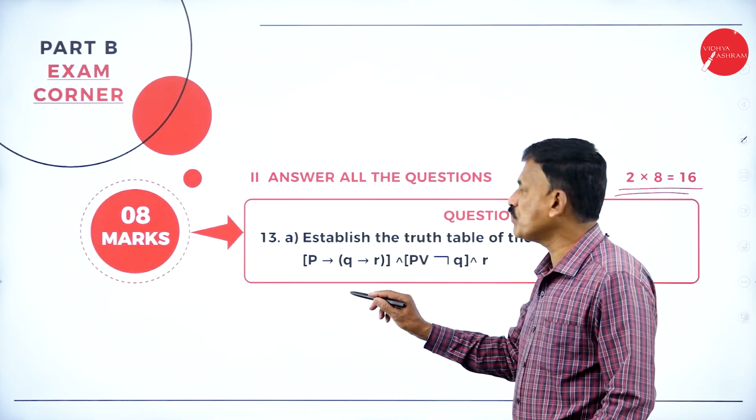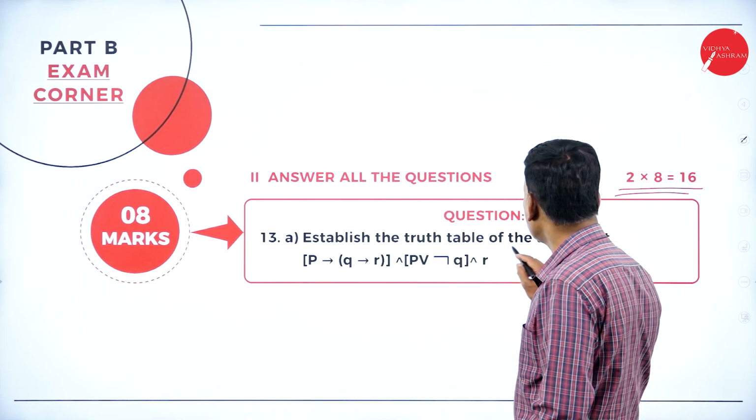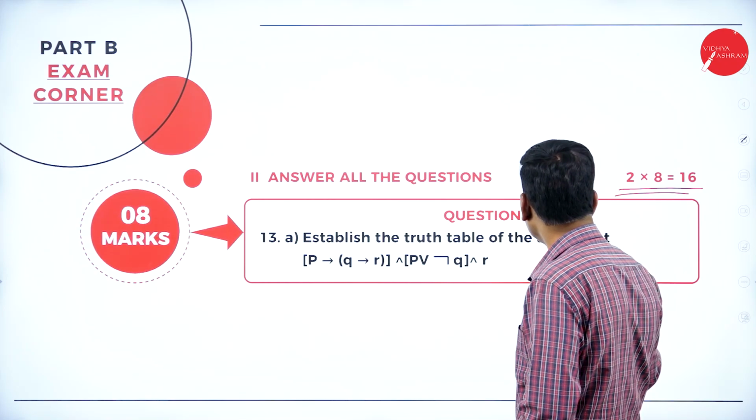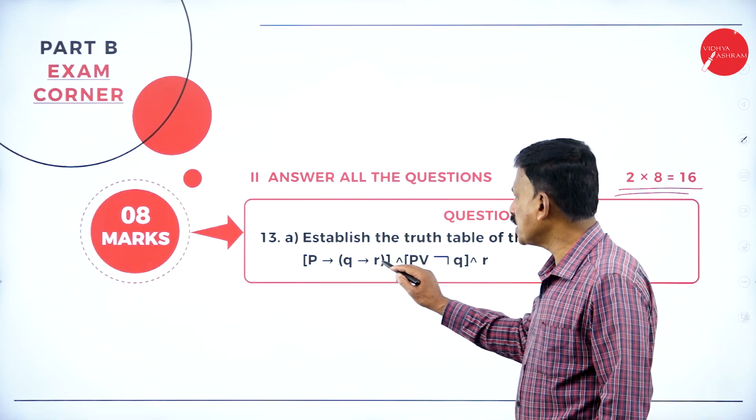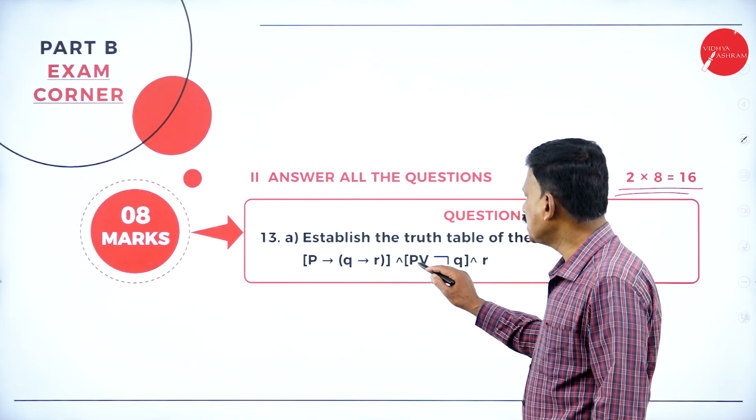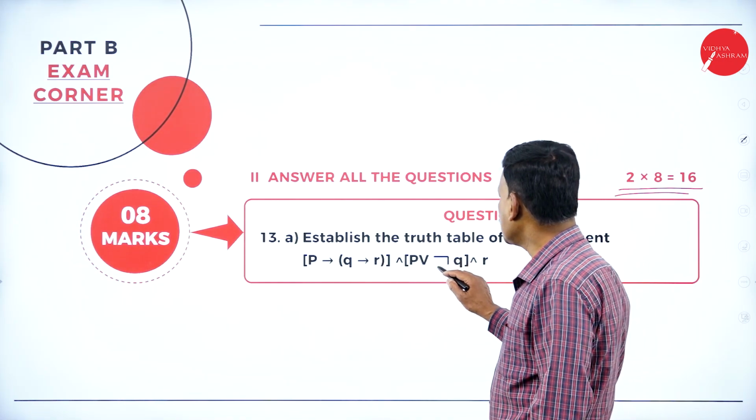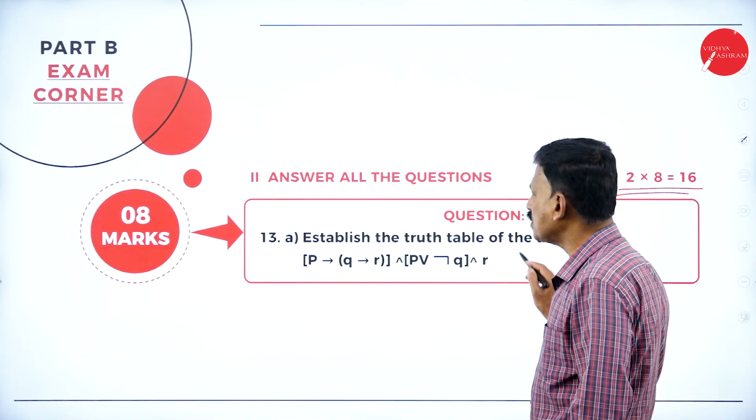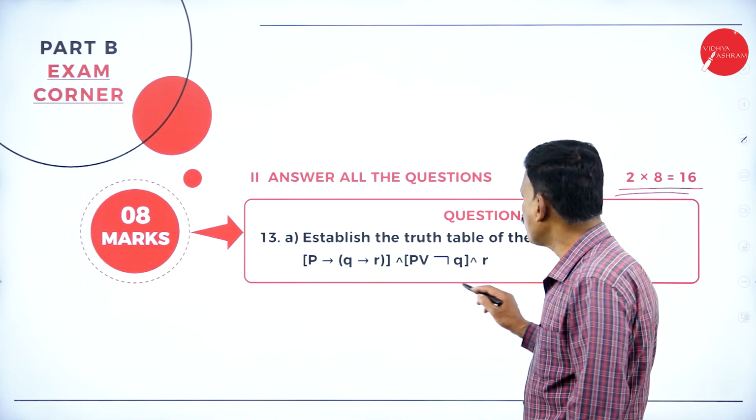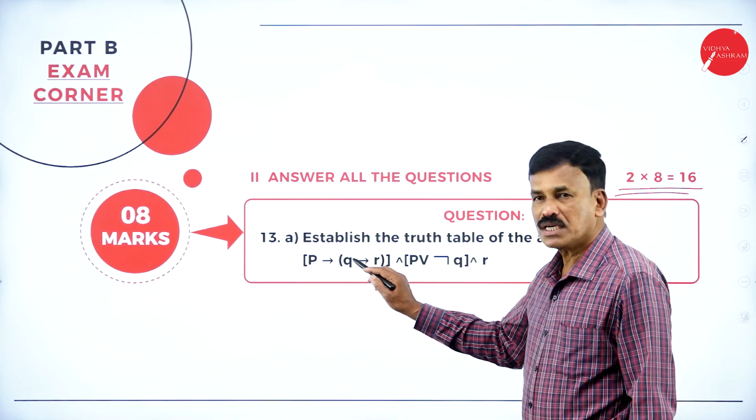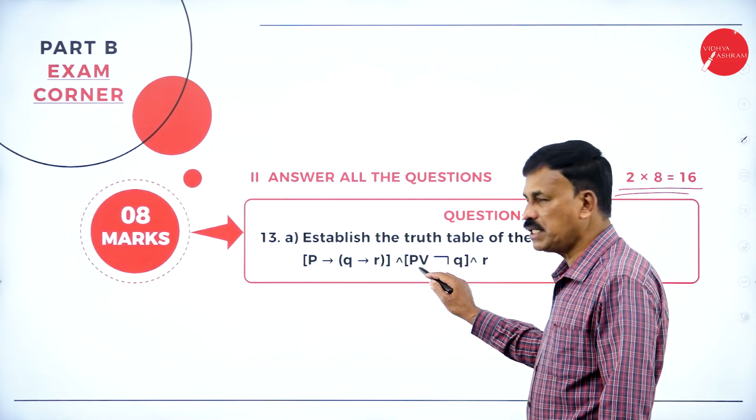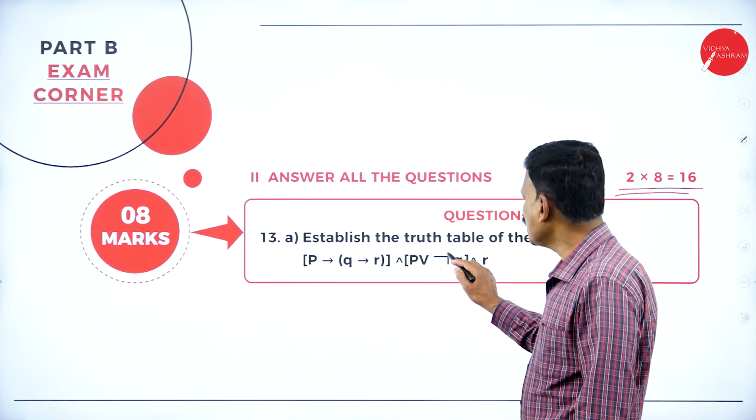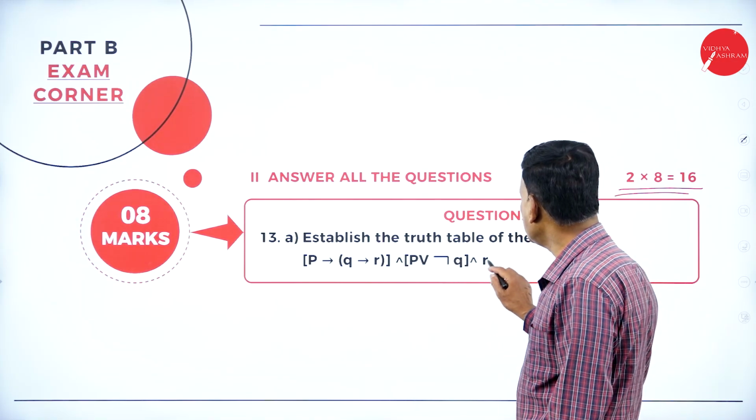This carries 8 marks. Establish the truth table for the argument: P conditional to Q conditional to R, conjunction P disjunction negation Q conjunction R. This is the given compound statement.